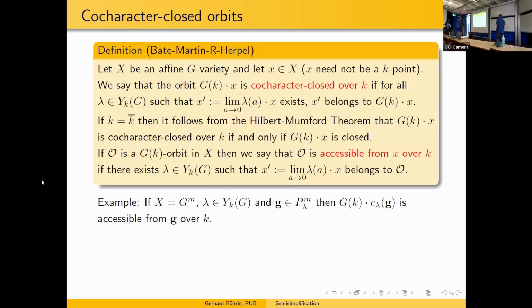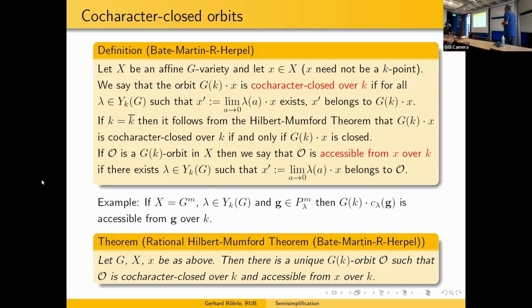Remember, we want to study tuples. And look at the M-fold Cartesian product of G with itself. Look at a rational co-character, and look at a point in this M-fold Cartesian product of this parabolic, where the limit exists. Then I can look at the limit of this tuple, and then the G of K orbit, this rational orbit, is really accessible from this point over K. So this is the example we have in mind.